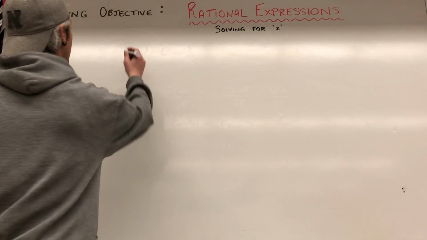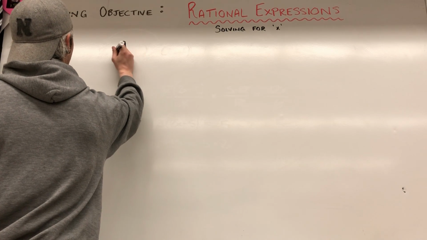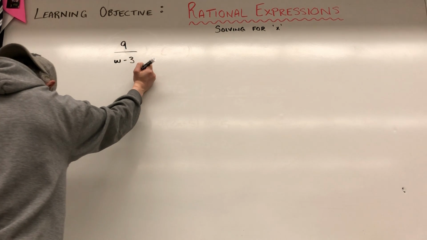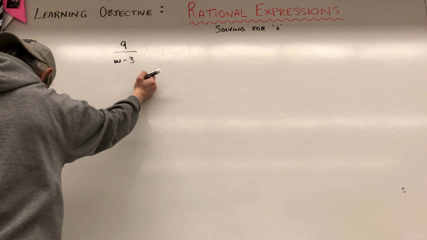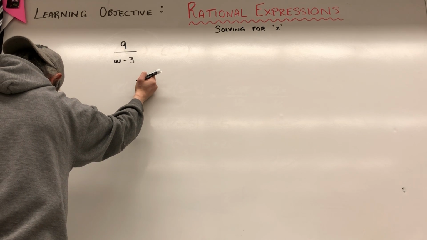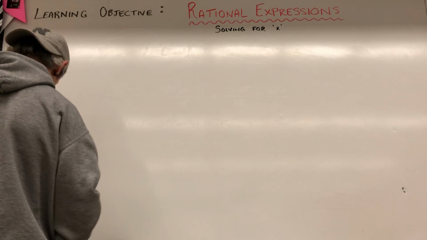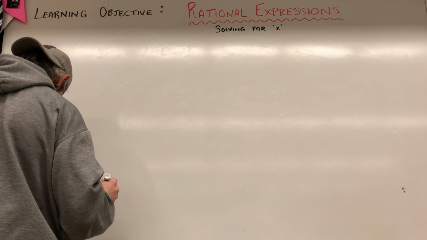Let's just go for it. Okay. Let's go for it. W minus 3. You know what? Okay, because I want to do one that's an actual rational expression. So here we go.